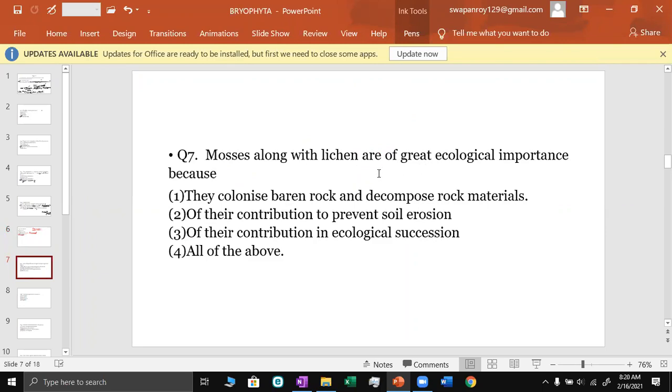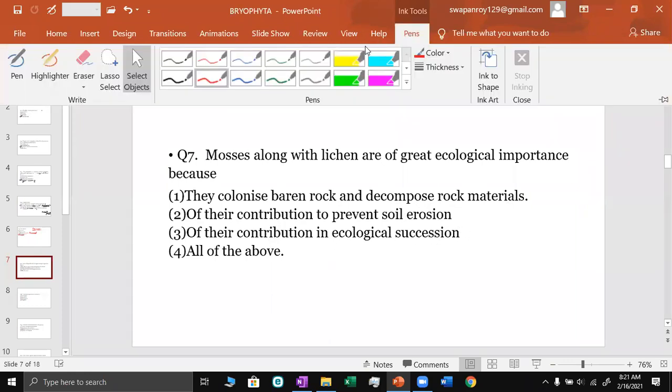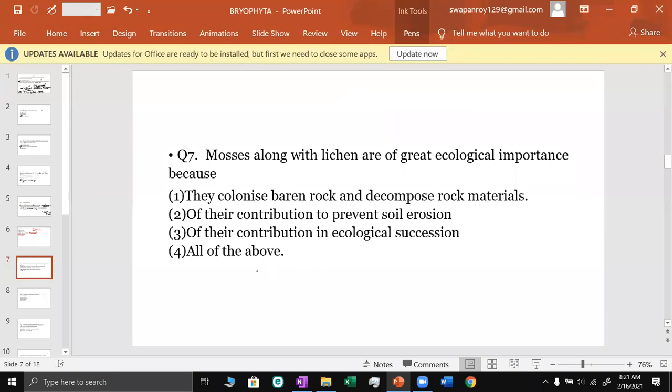Mosses along with lichen are of great ecological importance because they colonize barren rock and decompose rock materials. Of their contribution to prevent soil erosion, of their contribution in ecological succession. All these characters are there for the mosses. These are the ecological importance. So our answer will be all of the above.